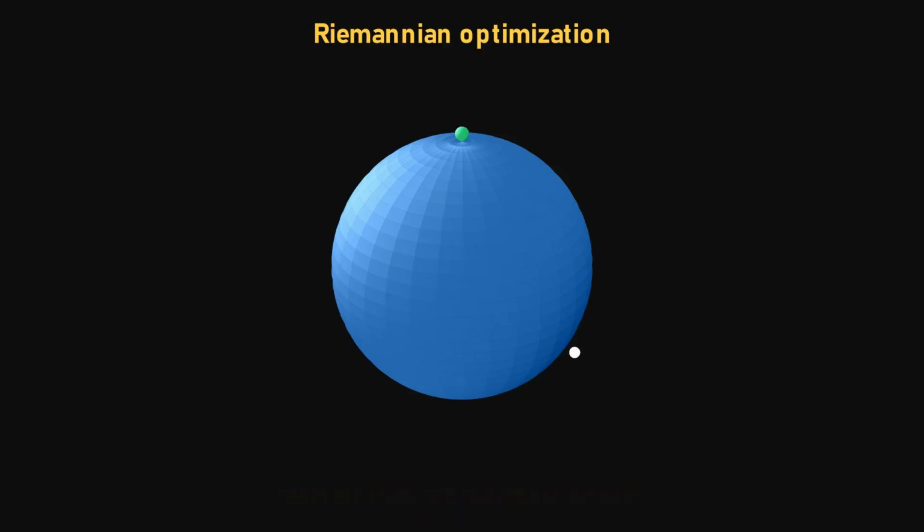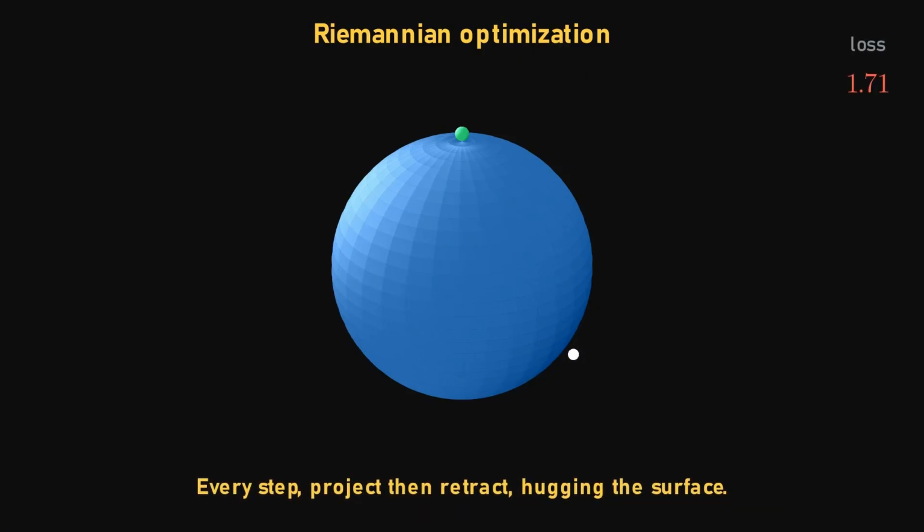Now, make yourself the optimizer on this surface. You want the lowest point and you can feel the slope, but there's a wrinkle. The gradient is dumb. It doesn't know about the surface. It points where it lowers the loss, and the direction usually points through the sphere off into a space where you're not allowed to go.